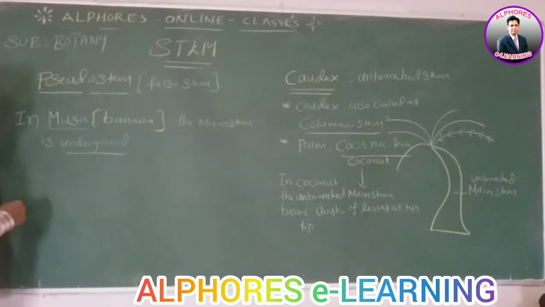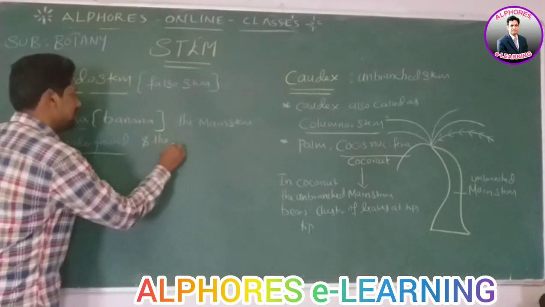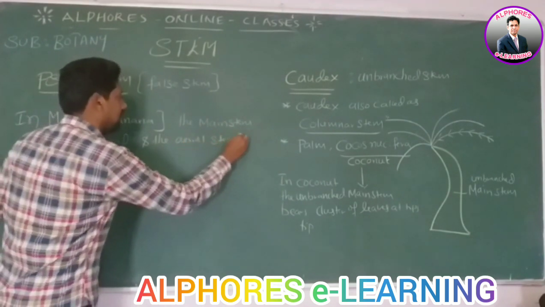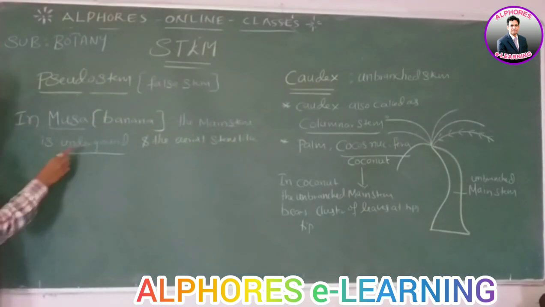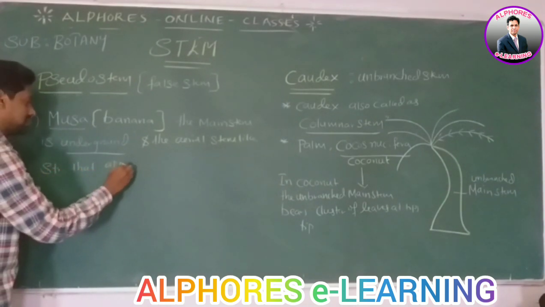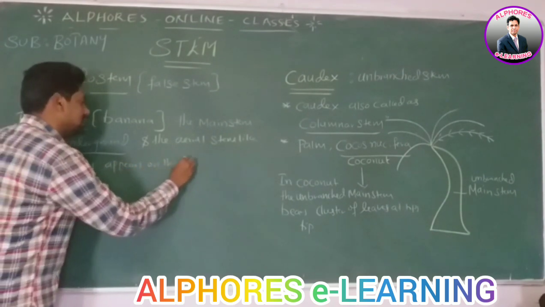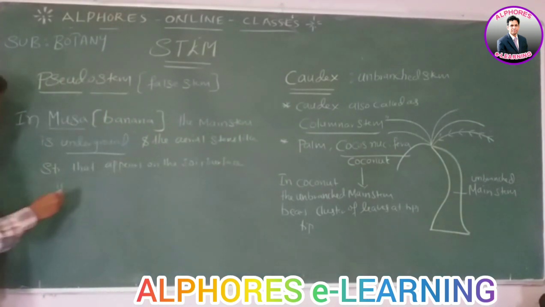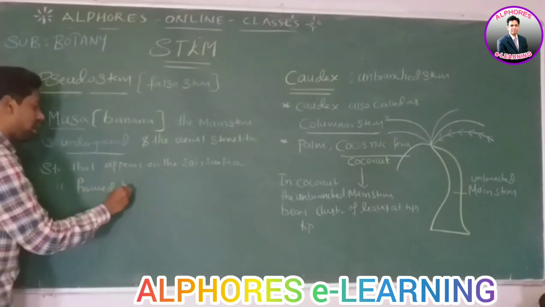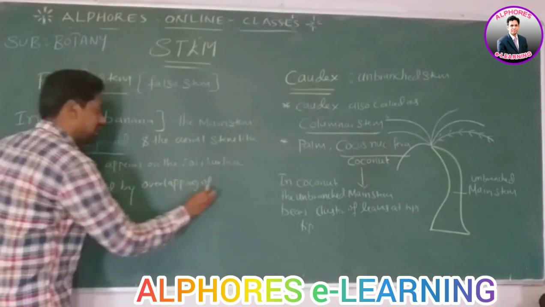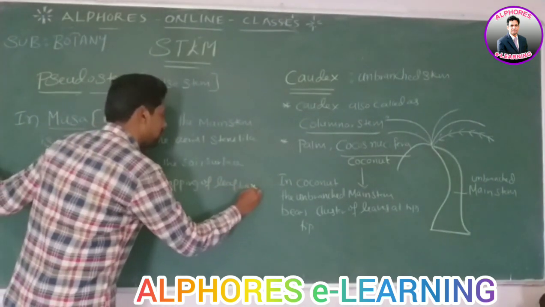Therefore, in Musa, that is in banana, the main stem is underground. And the aerial stem-like structure, what is it, sir? The aerial stem-like structure that appears on the soil surface is formed by overlapping of leaf bases.